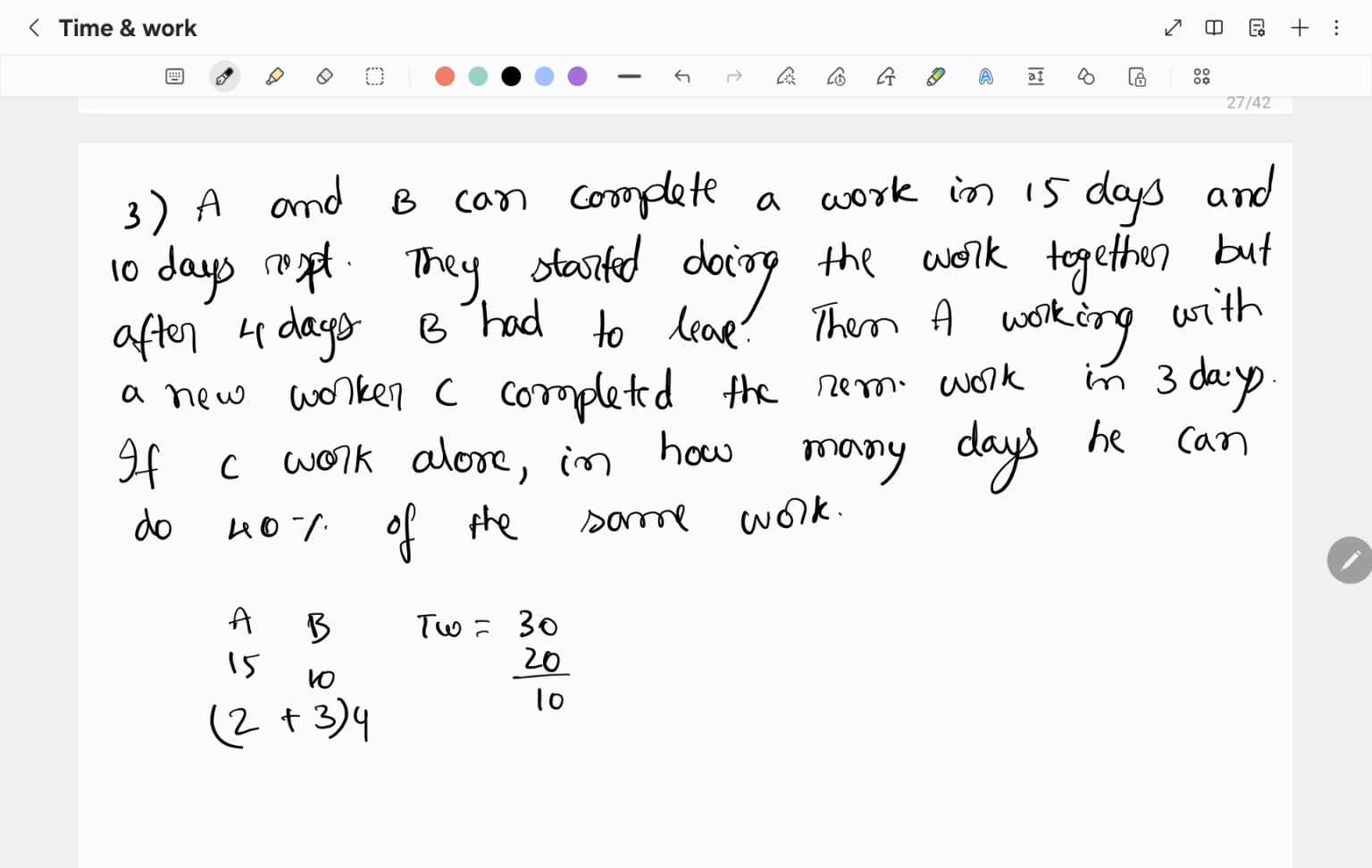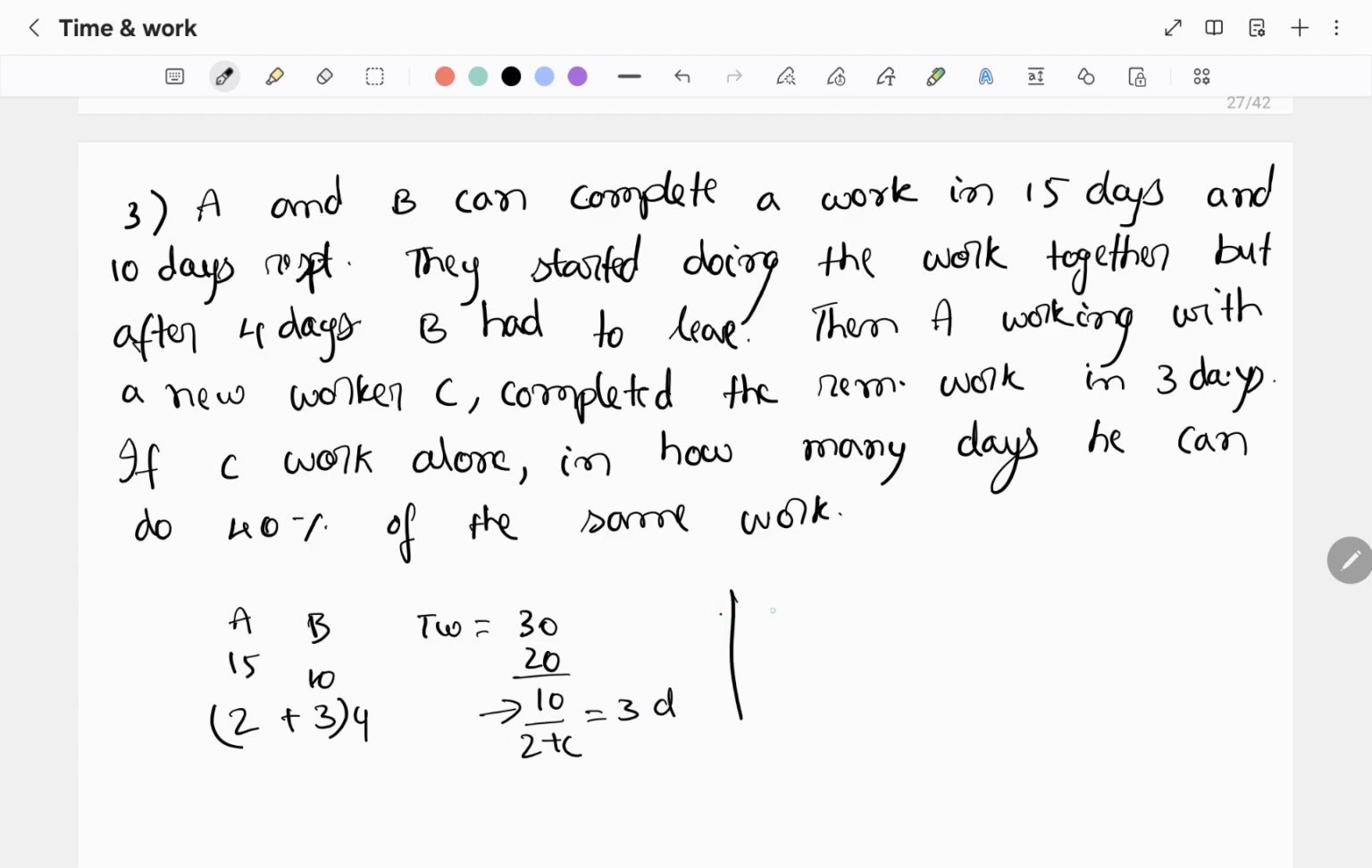Then a new worker, C, completed the remaining work. They completed the work in 3 days, meaning A and C together worked for 3 days. Work by efficiency is days. A's efficiency is 2, and C's efficiency we don't know, so let it be C, and B's is 3.